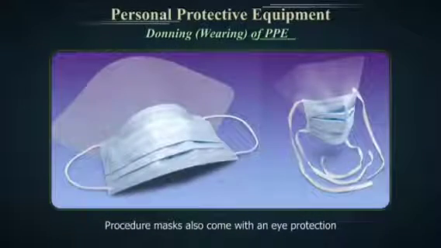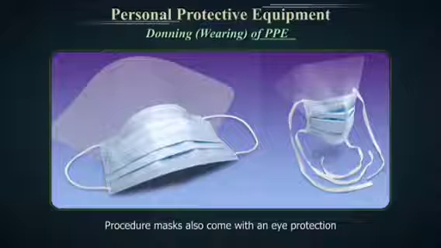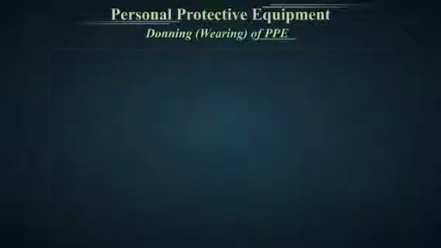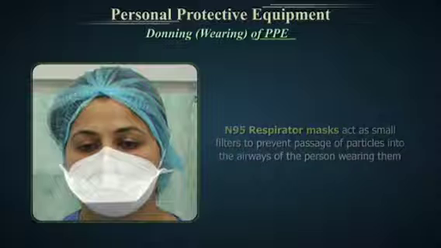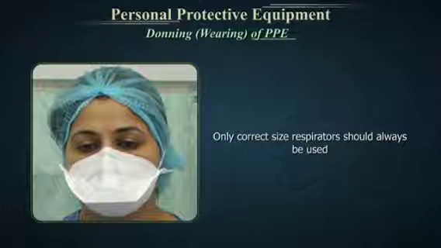Procedure masks also come with an eye protection. This mask is applied in a similar fashion. N95 respirator masks act as small filters to prevent passage of particles into the airways of the person wearing them. Only correct size respirators should always be used.